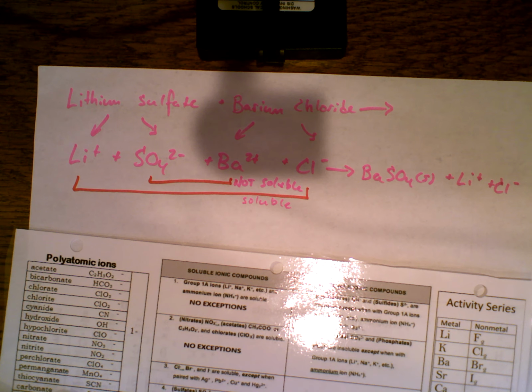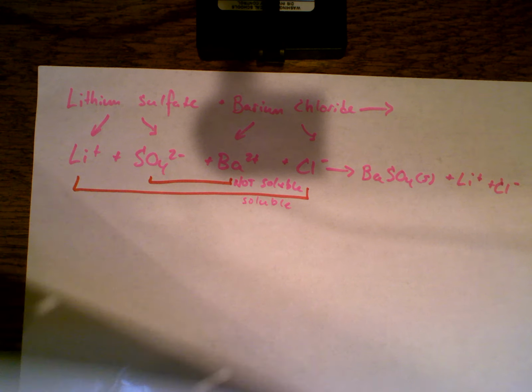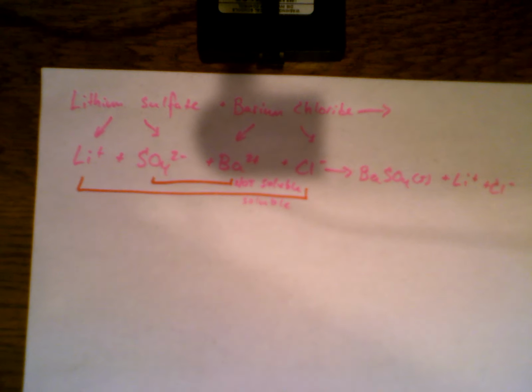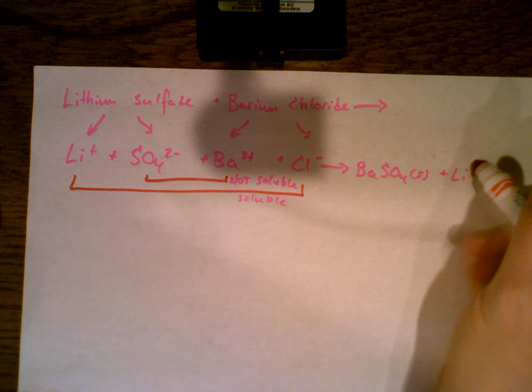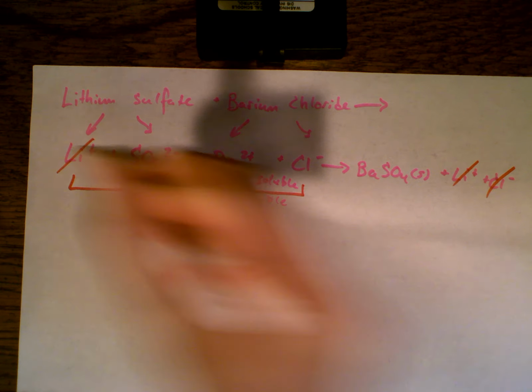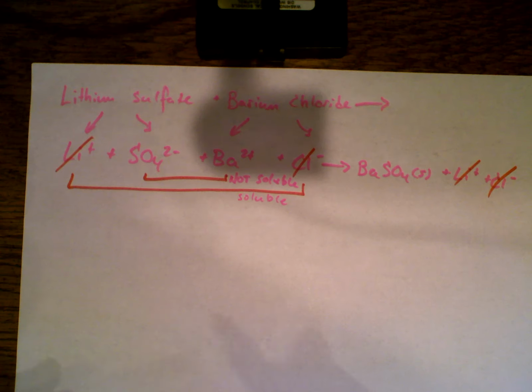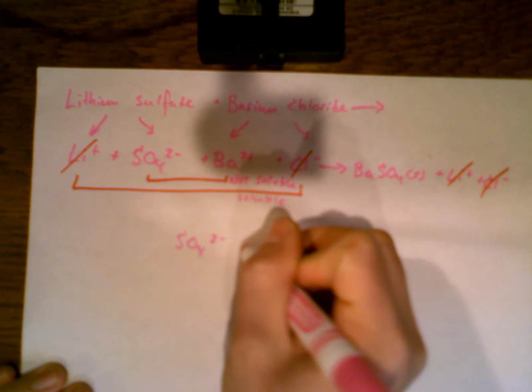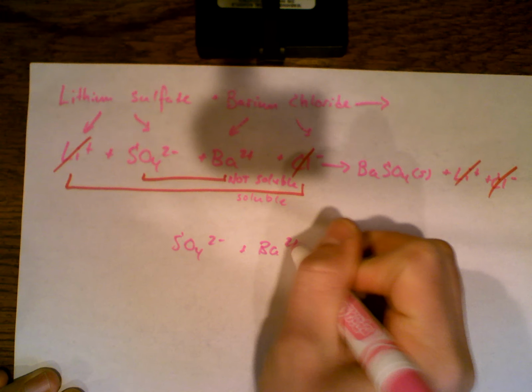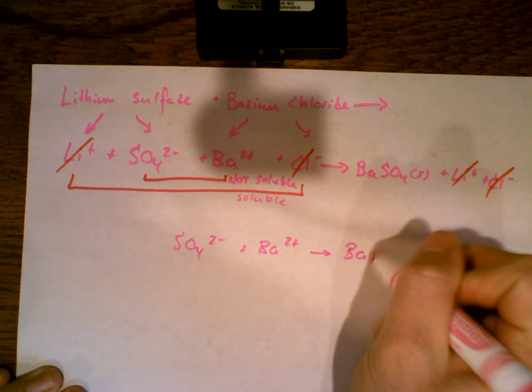Okay, almost off the page, but not quite. Remember that the last step is deciding what I should cross off. What are the things that did not participate in the reaction? They were just spectators. In this case, lithium and chloride appear the same way. So you're always crossing off either the inside or the outside. And the way I'm going to write this one is SO4 2 minus plus Ba 2 plus reacts to form barium sulfate.